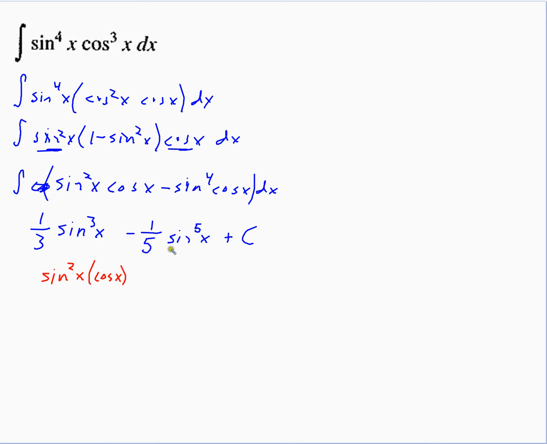And then over here, we got minus, the 5 would come out front, so we just have sine to the fourth x, times the derivative of sine is cosine, and that is what we wanted. And so our answer is this right here. We didn't need to change any of the signs.